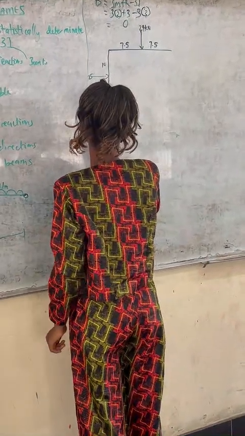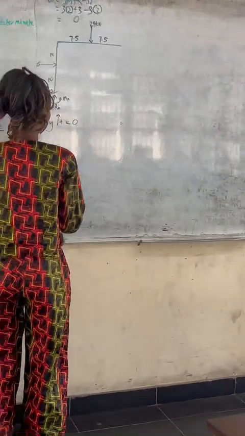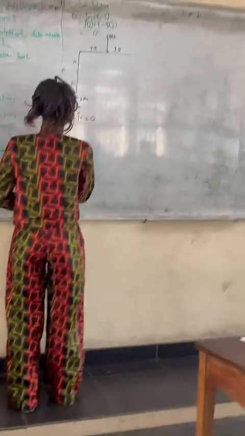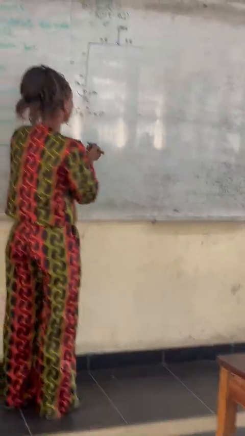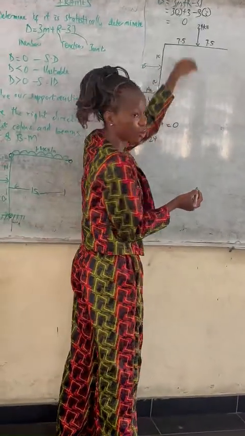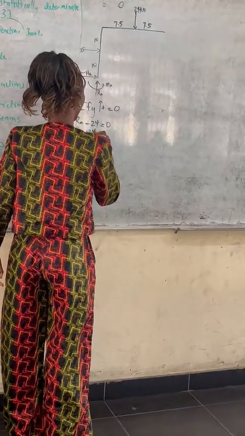So we have a summation of Fy, that is upward forces. We are picking upward as positive, is equal to what? 0. So that means we have RA. RA is the only one going up. Then minus 24. 24 is coming down. So it's equal to 0. So our RA is what? 24 kilonewton.